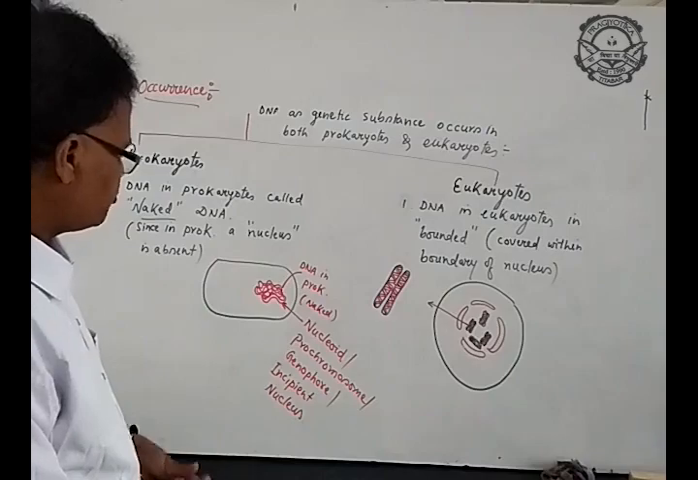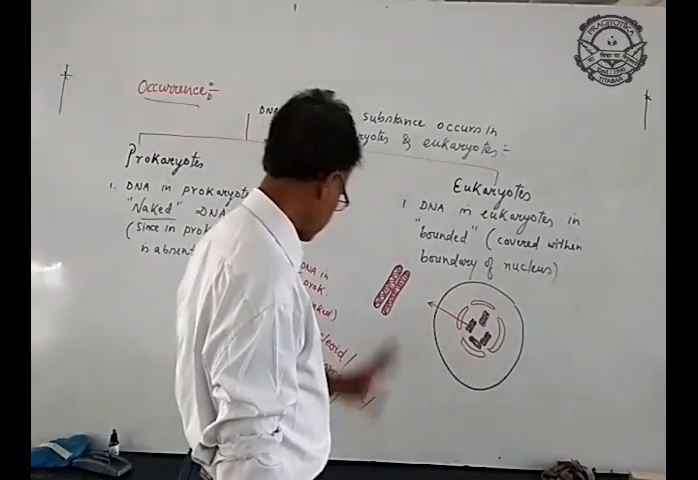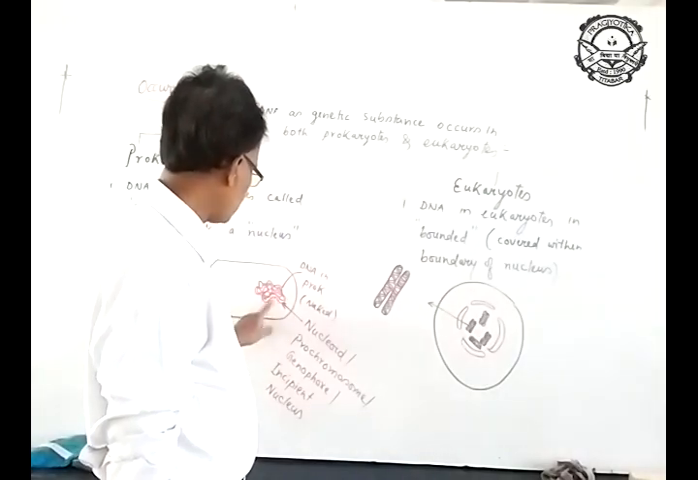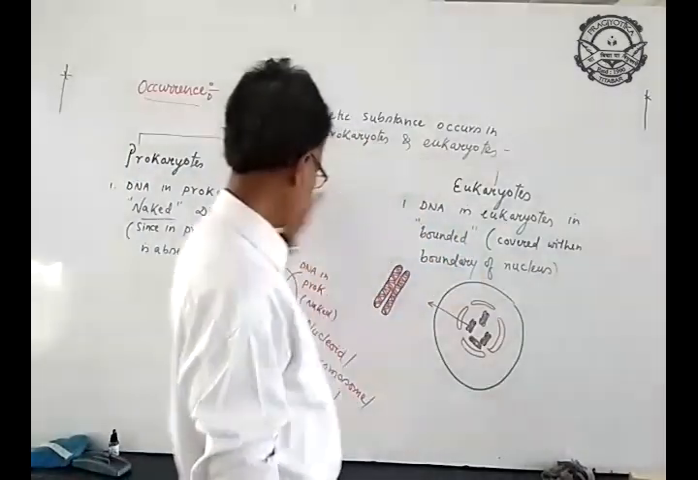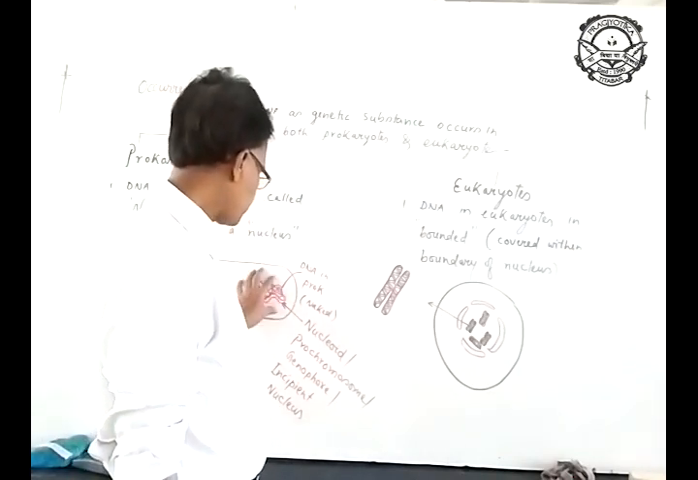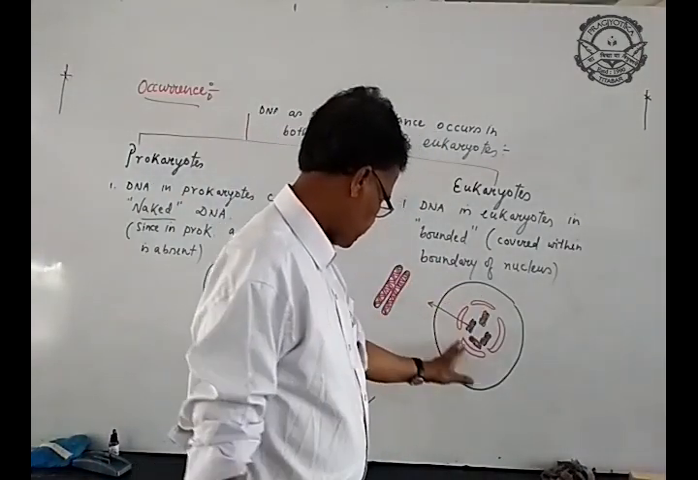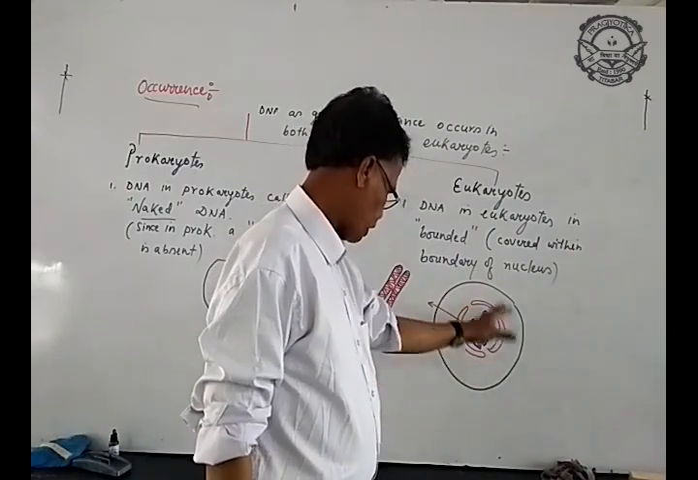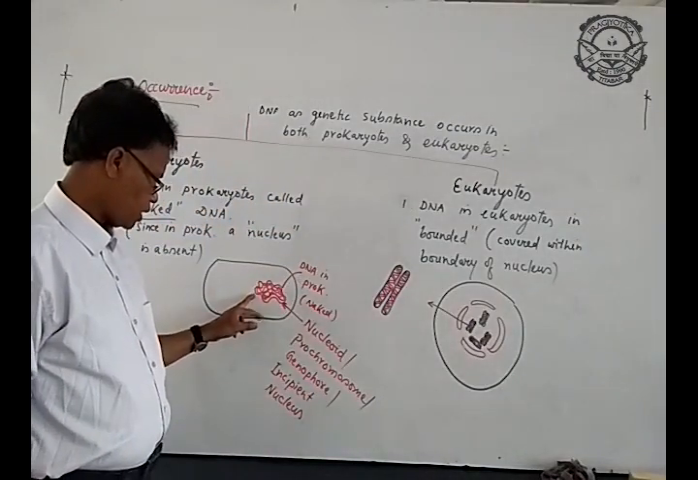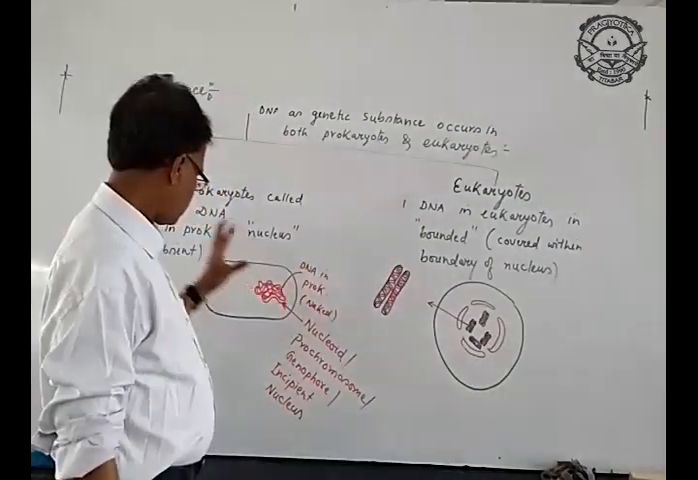There is a big difference between prokaryotes and eukaryotes in cellular organization in terms of the occurrence of DNA genetic material. Genetic material DNA is present in both prokaryotes and eukaryotes, but the manner in which it occurs in prokaryotes is quite different. In eukaryotes, the DNA occurs under the boundary of the nuclear envelope, in the confinement of the nucleus, whereas such a nuclear concept is absent in prokaryotes, and DNA in prokaryotes is therefore called naked, because there is no nuclear envelope.